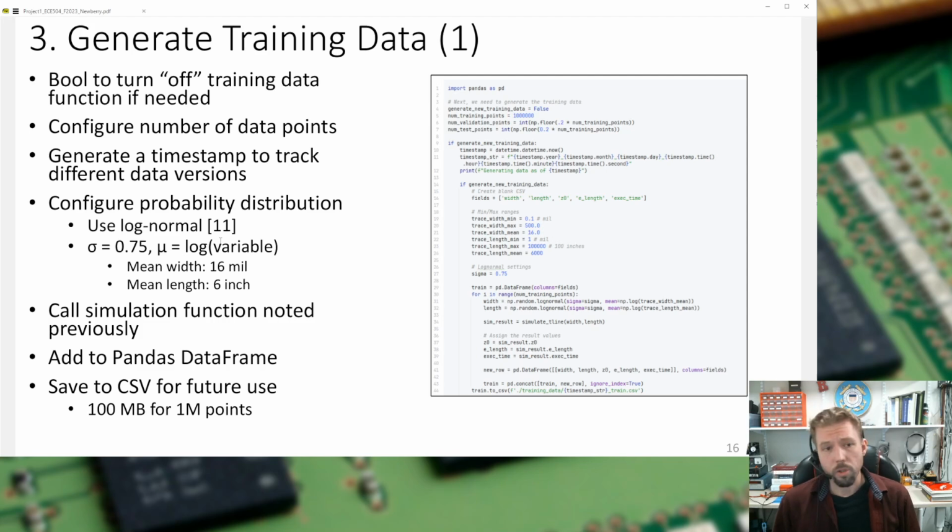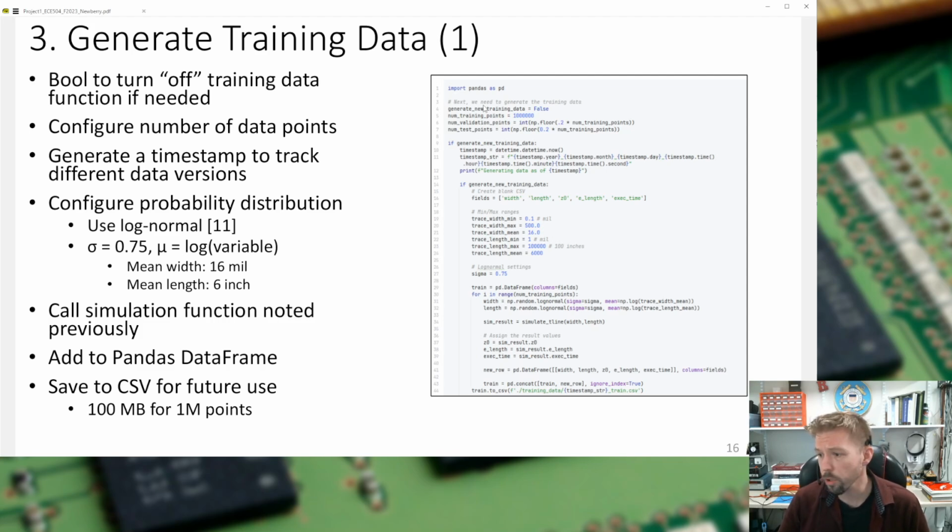We needed to generate the training data. So I have a Boolean, generate new training data, which I set to true when I'm running it, and then false otherwise, so I don't accidentally regenerate training data when I run the notebook. We'll configure the number of points. Now for my example here, I generated 1 million points, hoping that having a very high number of data points was going to help. I generated a timestamp to track different versions of the data.